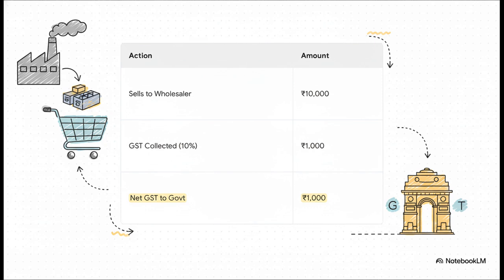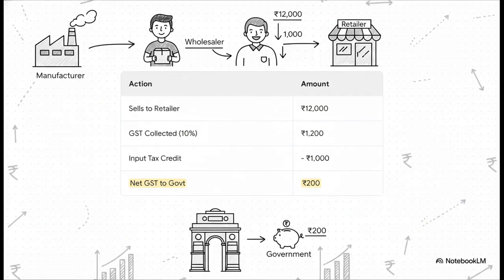Now, since they're the first person in the chain, they've created all the value so far, so they pay that full 1,000 rupee tax to the government. Pretty straightforward. Now this is where the magic of input tax credit happens.